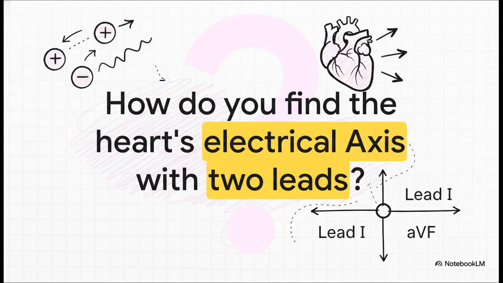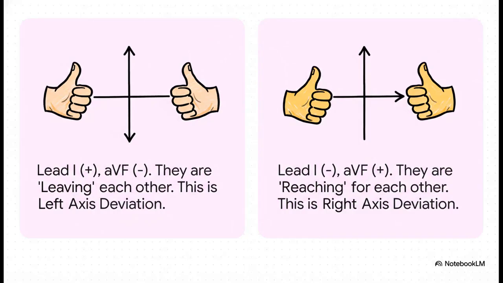Students often struggle with the axis. So if we only look at two leads, how do we determine if the heart's electrical vector is normal? We use the two thumbs up rule, Dr. Collins. All you need are lead I and lead aVF. If lead I is positive but aVF is negative, their vectors are leaving each other. That's left axis deviation. But if lead I is negative and aVF is positive, they are reaching for each other, and that's right axis deviation. You can spot it in 5 seconds.